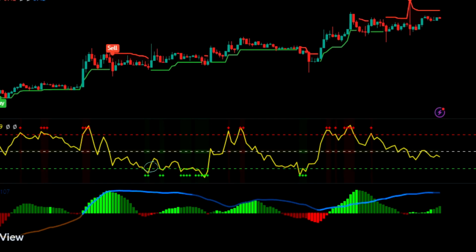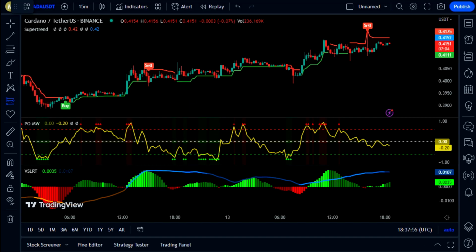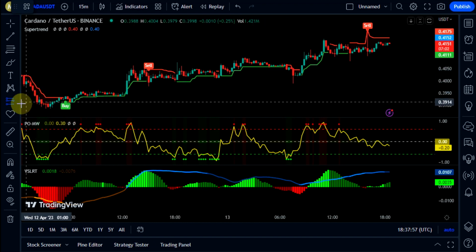The second condition is that the projection oscillator has crossed the oversold area from the bottom to the top, and at the same time or one candle after, the Super Trend has turned green. Then we can enter the buy position.